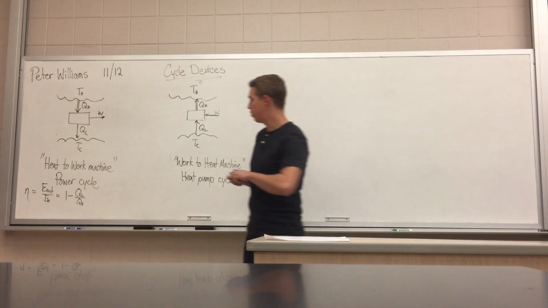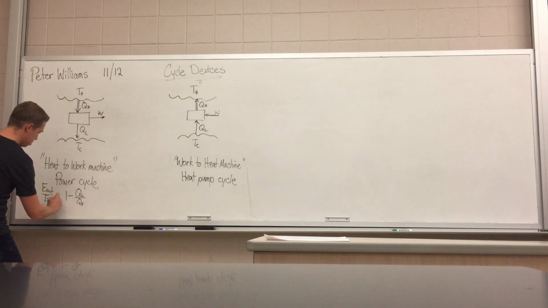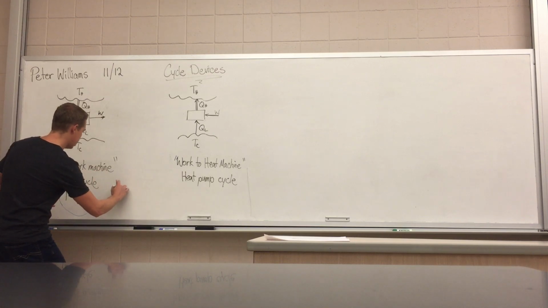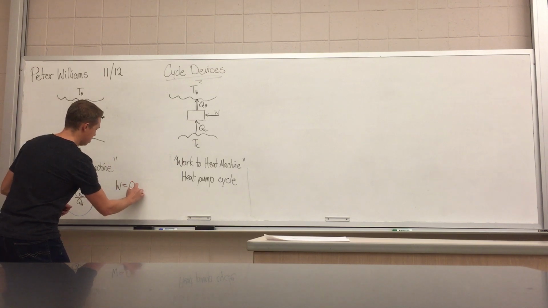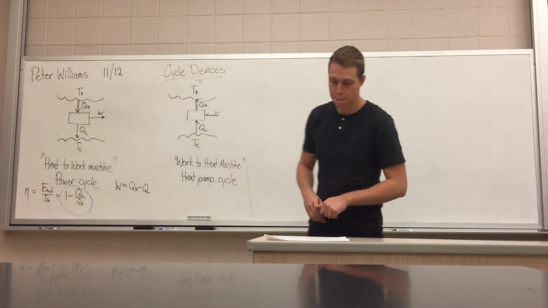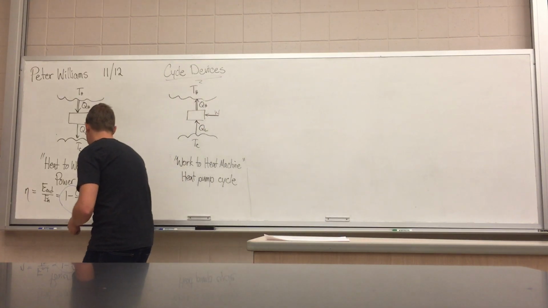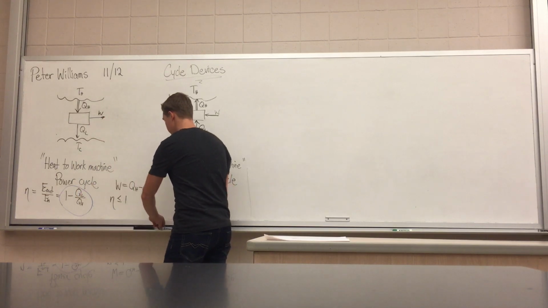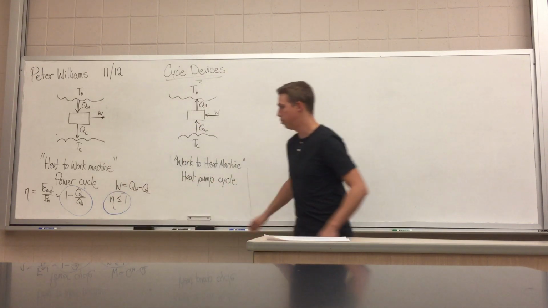And we know that the work from this, let me circle this to refresh your memory. We know from the first law of thermodynamics here that the work is Q high minus Q low. The other thing we know about eta is that eta is always less than or equal to 1. So let me also circle this. These are both important points.